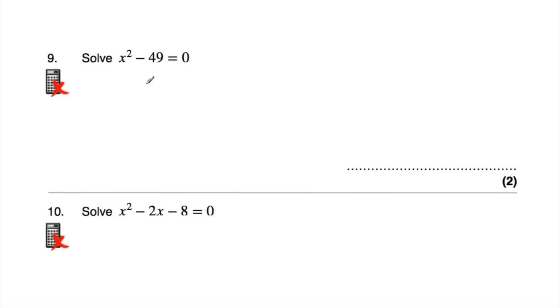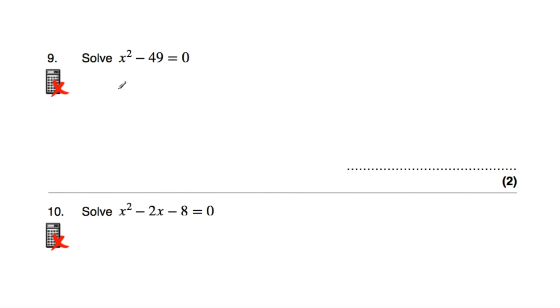Now to factorize something like this, I'd highly recommend you watch video 120 in Corbettmaths, which is factorizing using difference between two squareds. If you've got something that's squared, such as x squared, and then a subtracted difference, and then another thing that's squared, so 49 is a squared number, then you can use the difference between two squareds to factorize it.